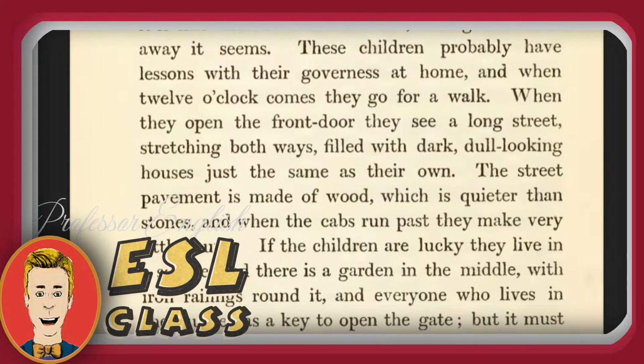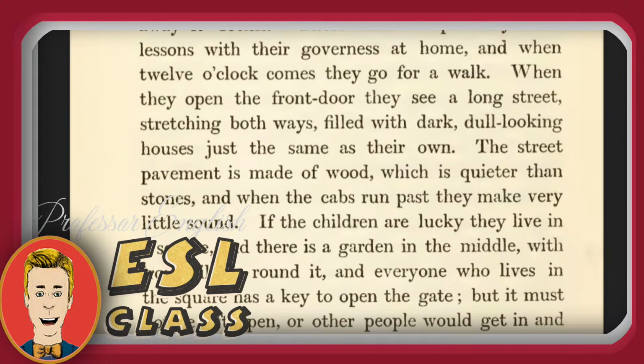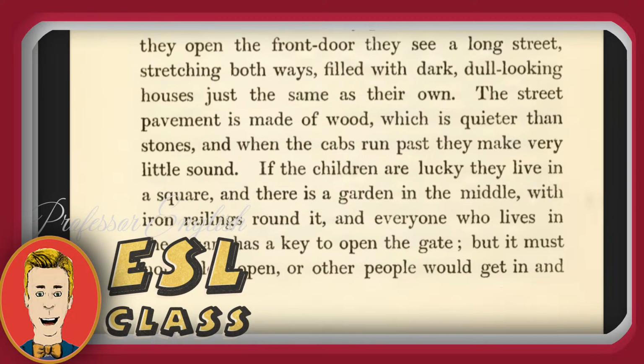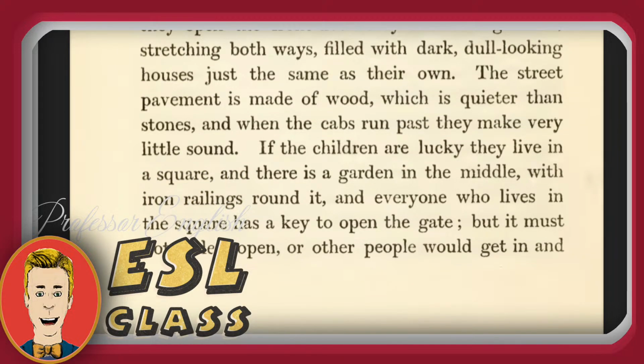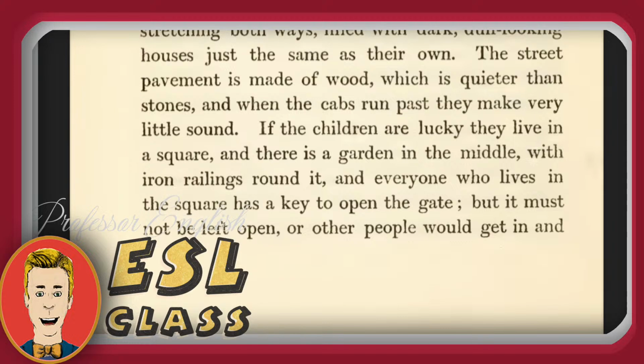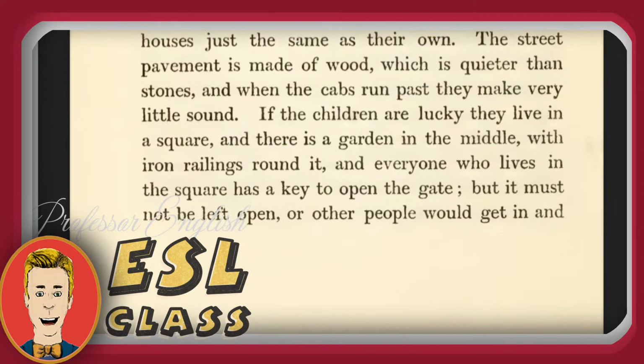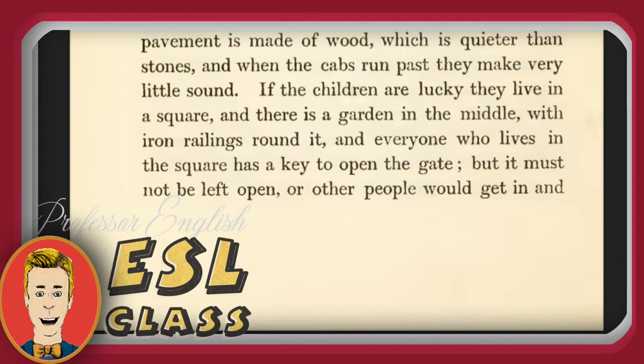The street pavement is made of wood, which is quieter than stones, and when the cabs run past, they make very little sound. If the children are lucky, they live in a square, and there is a garden in the middle with iron railings round it. And everyone who lives in the square has a key to open it.